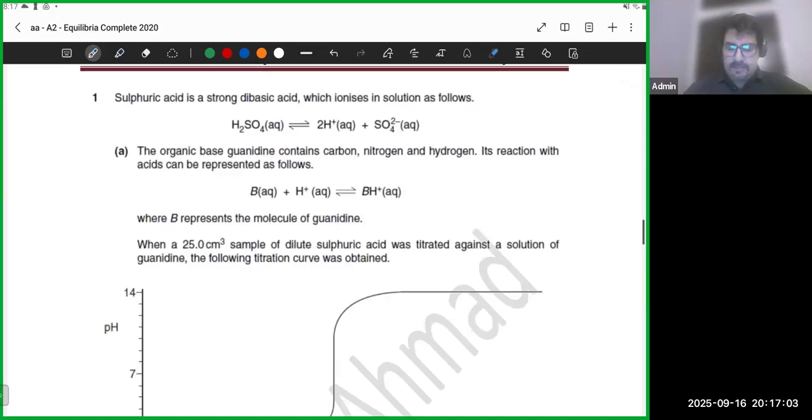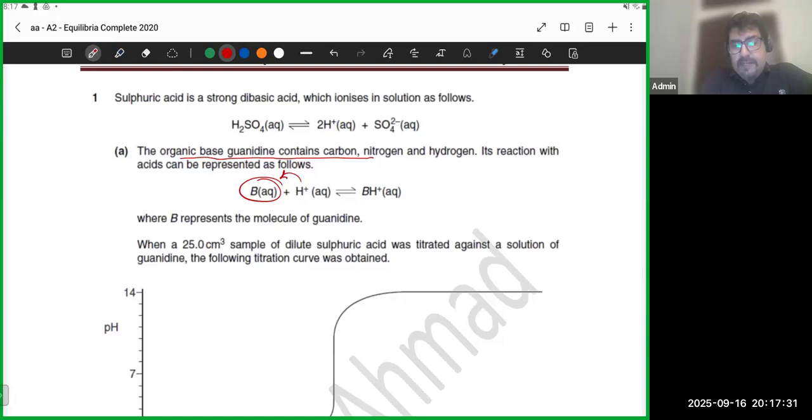This is about making graphs. This is about K. So he says that sulfuric acid is ionizing, and there's an organic base, guanidine, which contains carbon and so on, and so it's a base. It accepts H plus ions, so it's a base by definition, where B represents the molecule of guanidine.